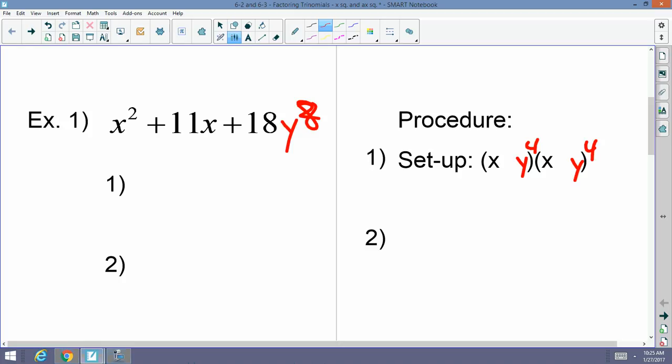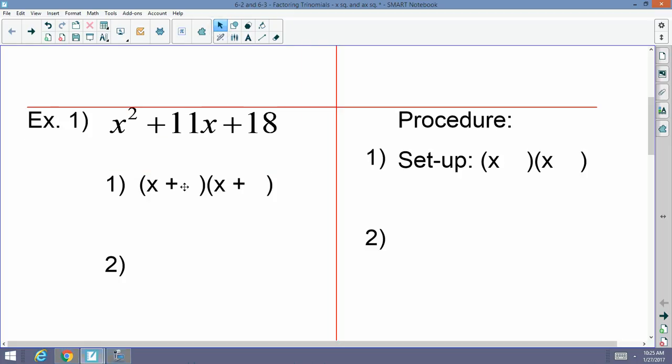So the setup is really crystal clear, guys. Okay, so that's my setup. x and x.